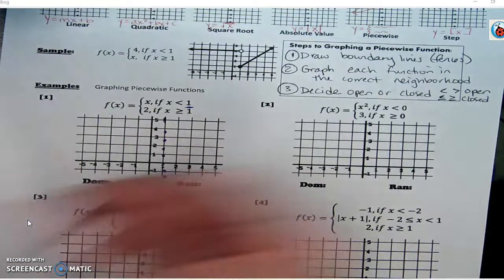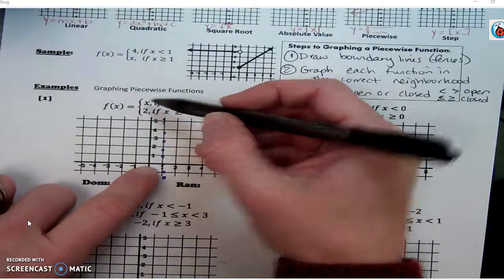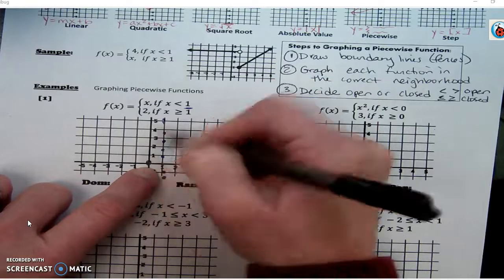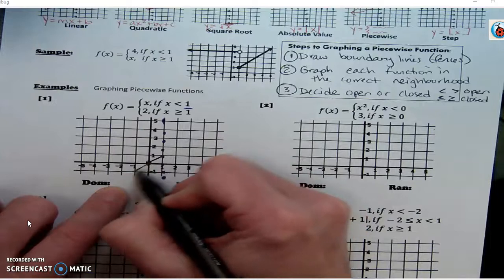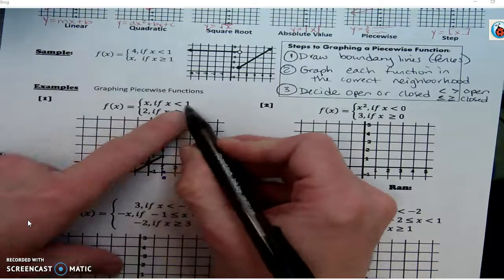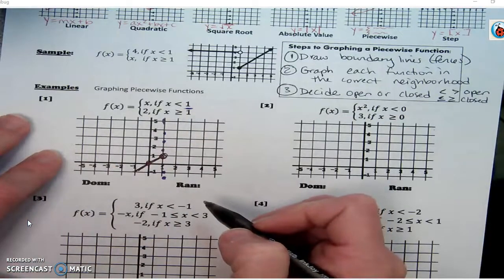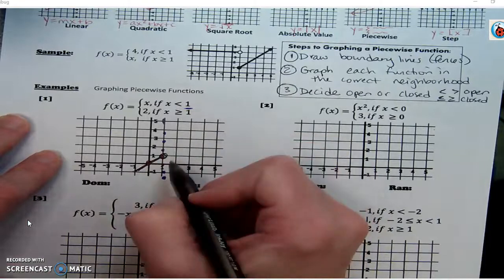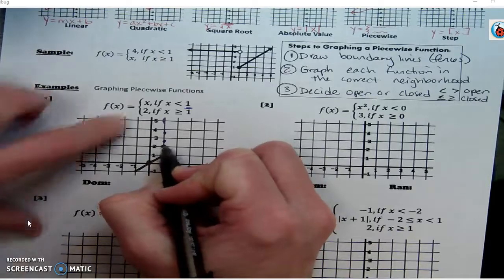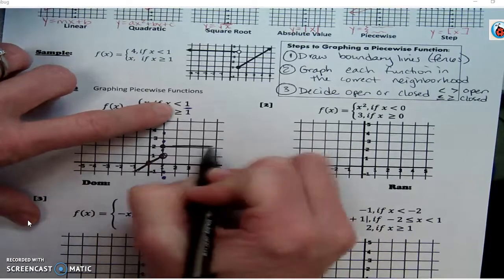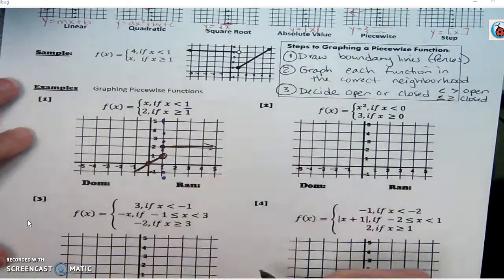So anything less than 1 is going to be the function x. Well, the function x has a y-intercept of 0 and a slope of 1. So it looks like this. And at 1, there will be an open circle because it's not equal to 1. All right, for greater than or equal to 1, all the values are 2. And this is going to be a closed circle, and it's going to the right because it's greater than or equal to 1. So everything greater than or equal to it will be closed.